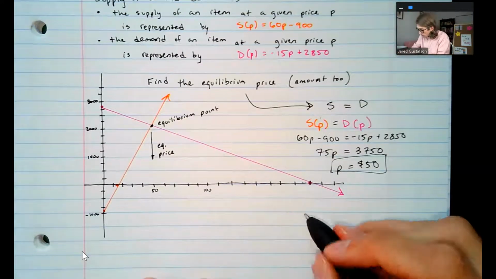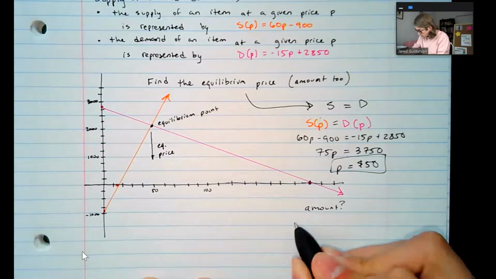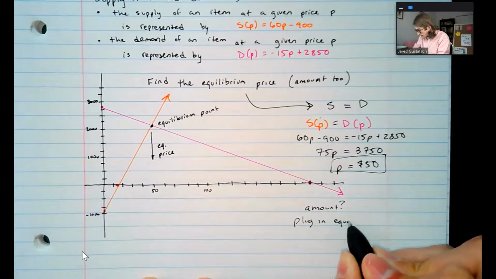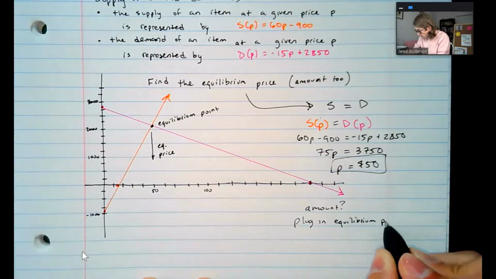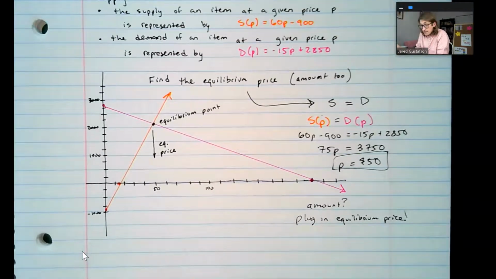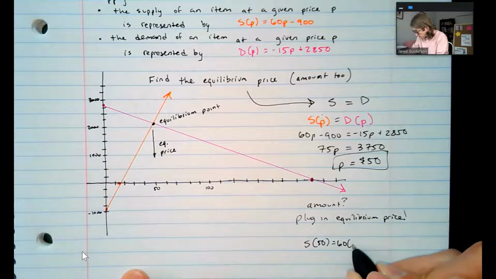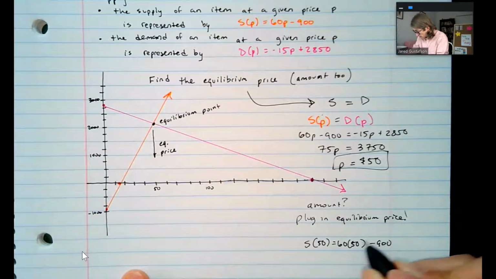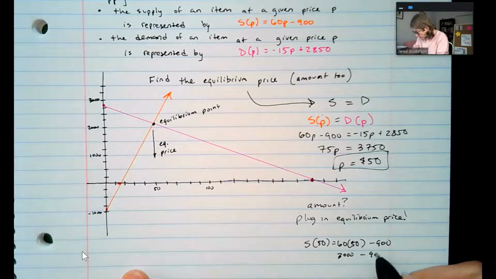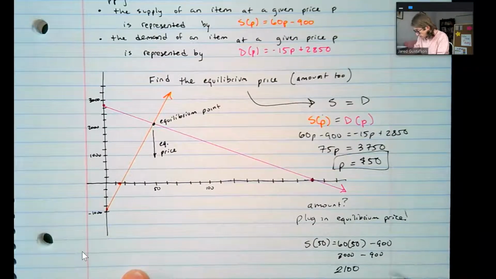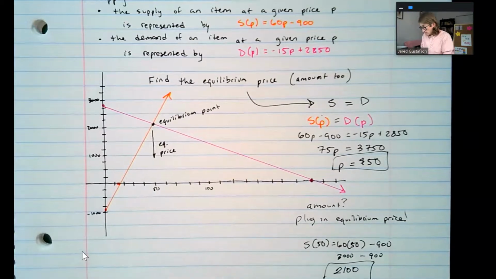What is the equilibrium amount? Plug in the equilibrium price in either function. They're equal at that point. So the output will be the same at both. So let's do just S of 50 equals 60 times 50 minus 900. 60 times 50 is 3,000 minus 900. So our equilibrium amount is 2,100 units of whatever this item is.